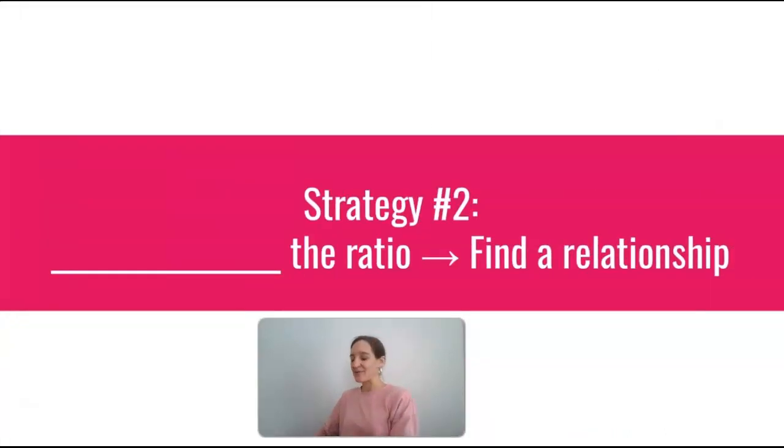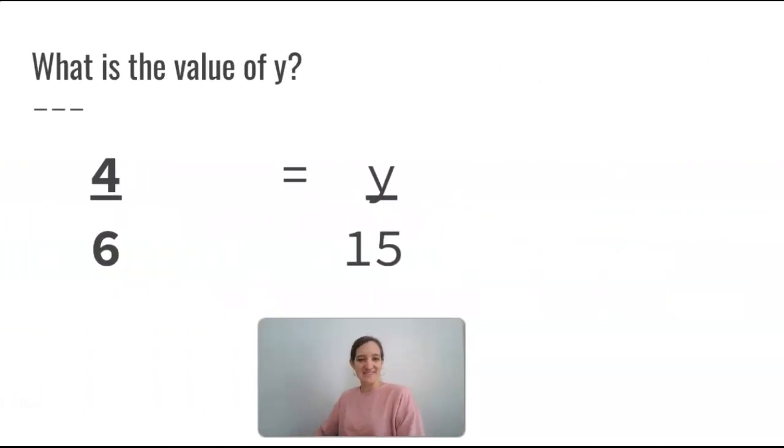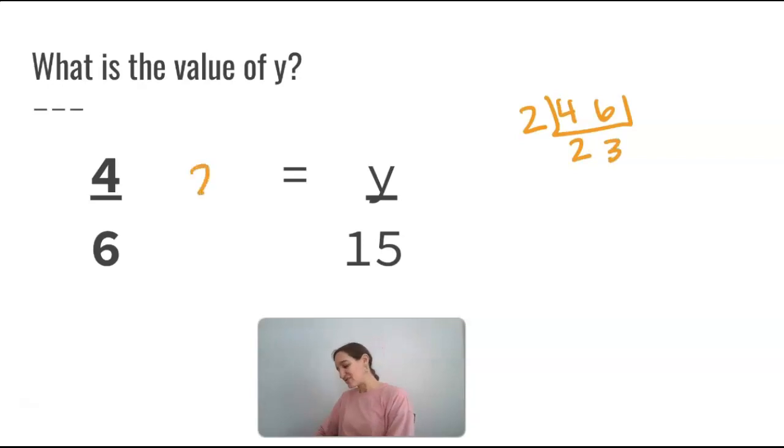So the second strategy that I'm going to teach you is to simplify the ratio, and then you can often find a relationship there. So let's go back to the one we were just looking at. We had that 4 to 6. Can we simplify 4 and 6? Yeah, they're both even. If I put them in a birthday cake, I could pull 2 out as a common factor and get 2 to 3 instead.